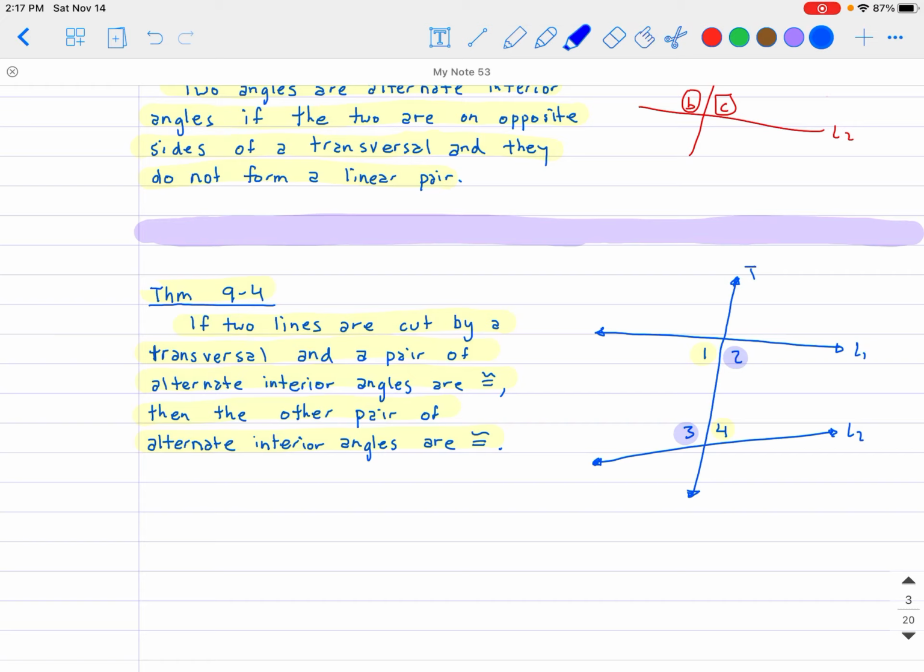Going back to chapter 3, I think it was, it says that if 2 angles are congruent to each other, then their linear pairs are also going to be congruent to each other by the supplement theorem. So that's going to be our theorem 9.4 then.